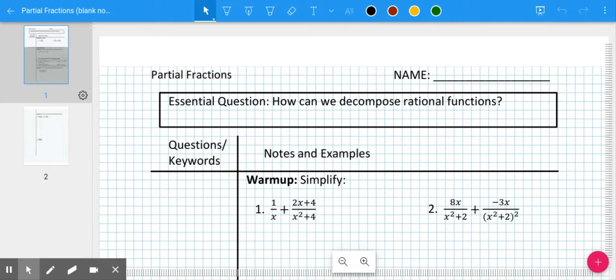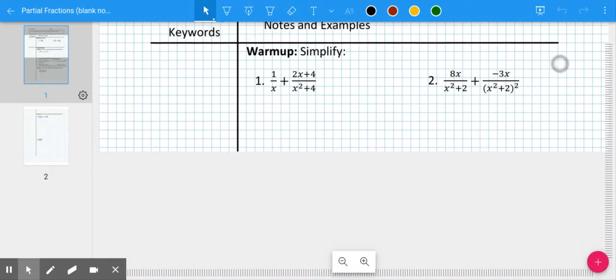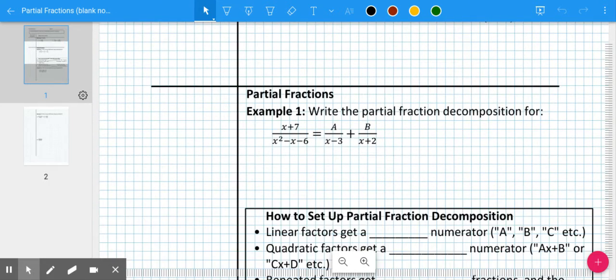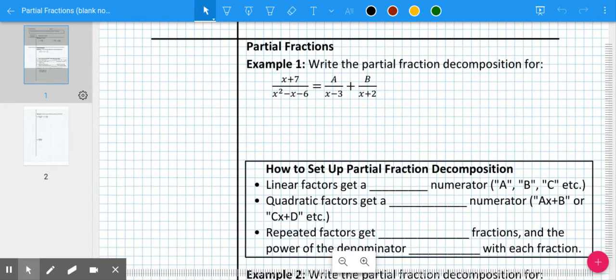Partial fraction decomposition can be very complicated. So what I'm going to do today is walk you through a couple different examples and give you some rules to follow so that you can get through these problems, okay. The first thing we want to do is write a partial fraction decomposition for this expression on the left.